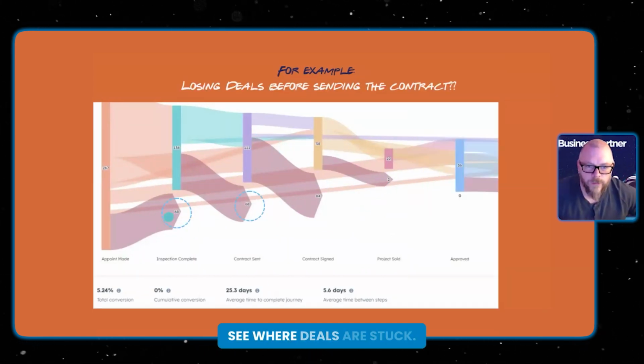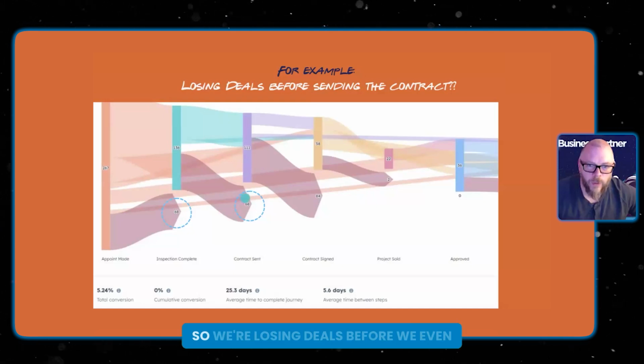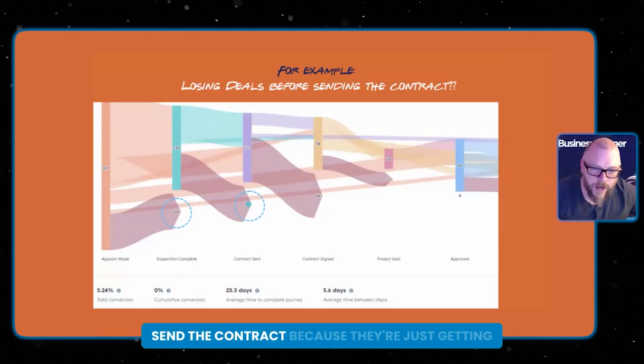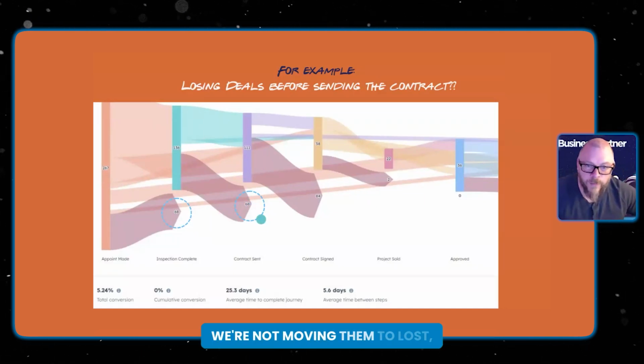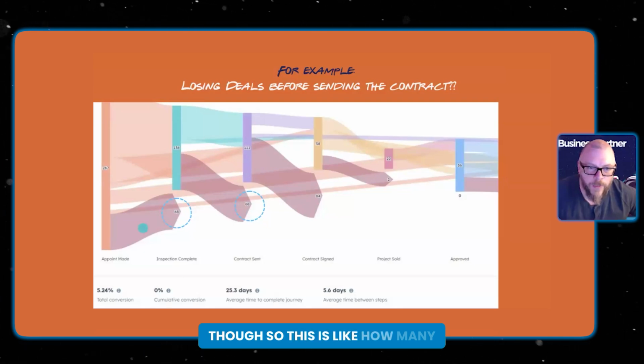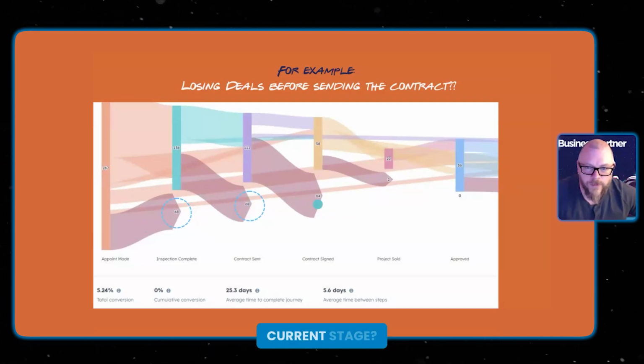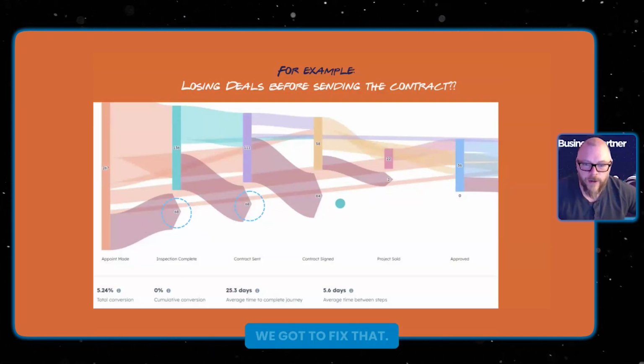We can also see where deals are stuck. So we're losing deals before we even send the contract because they're just getting stuck there. We're not moving them to lost though. So this is how many deals are actively stuck in a current stage. And we've got to say, okay, we've got to fix that.